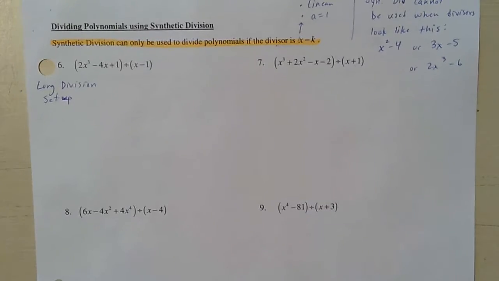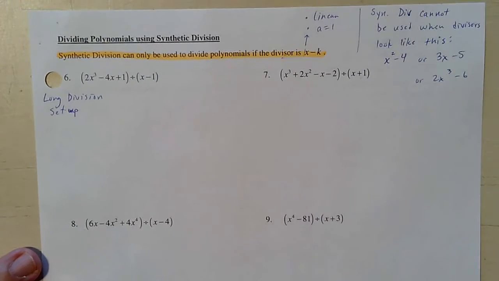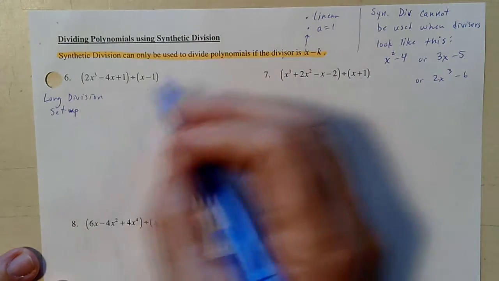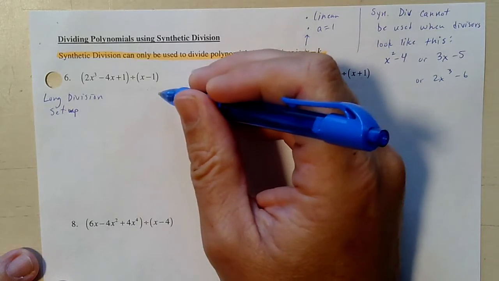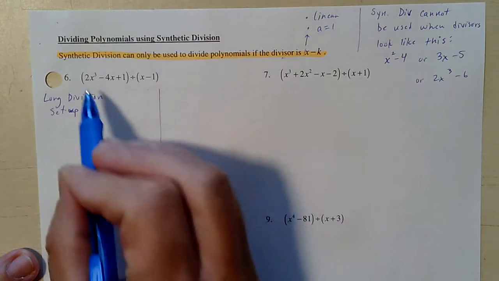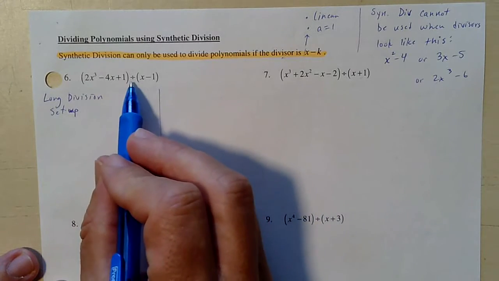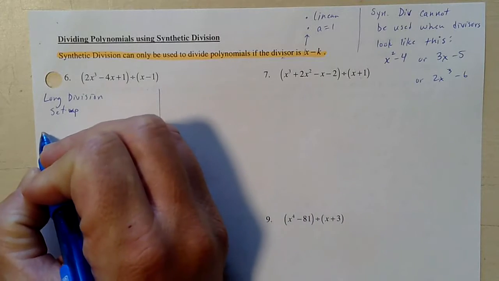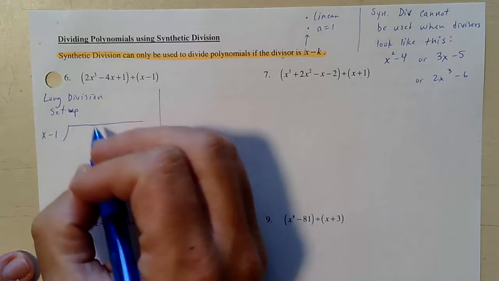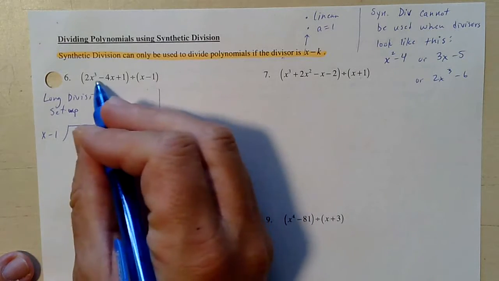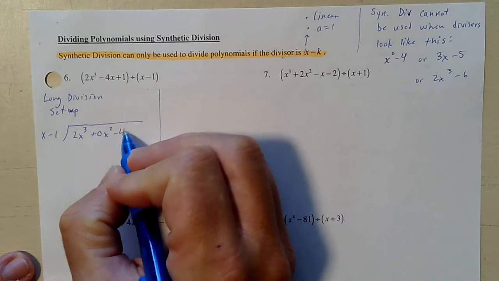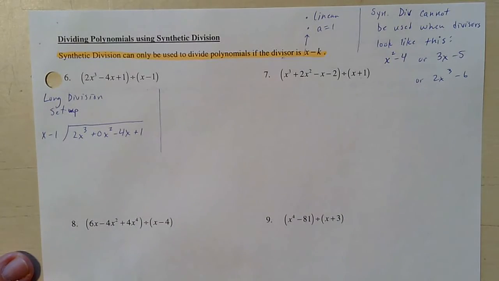All right. So a good intro to how we set this up is to show you our long division setup versus synthetic division setup. So what I want you to do is we're going to kind of divide this in half, and only the top half here, because I'm going to show you how we set it up, and then we'll try to do the solution to 6 down here. All right. So if we were to do this on the previous page, we'd put our divisor out front, x minus 1. And then we'd put our dividend underneath. So we'd say 2x cubed. I have no x squared term, so we'd say 0x squared minus 4x plus 1. Okay.